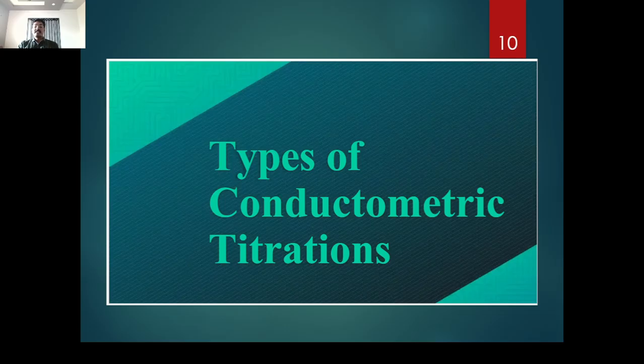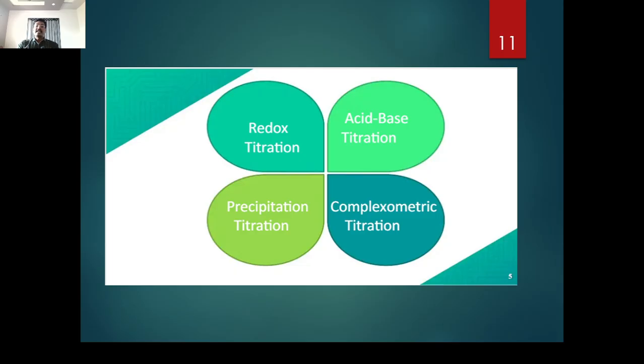Then the types of conductometric titration. There are different types of conductometric titration: acid base titration, precipitation titration, complexometric titration, and redox titration.